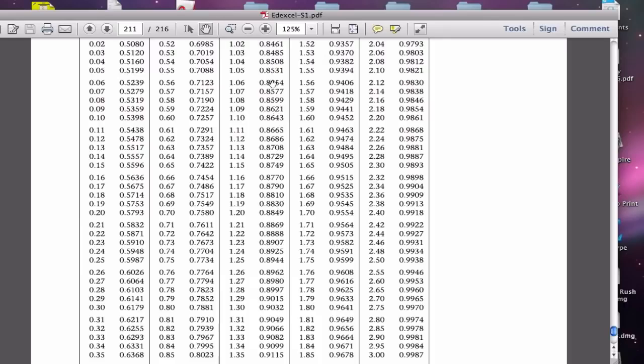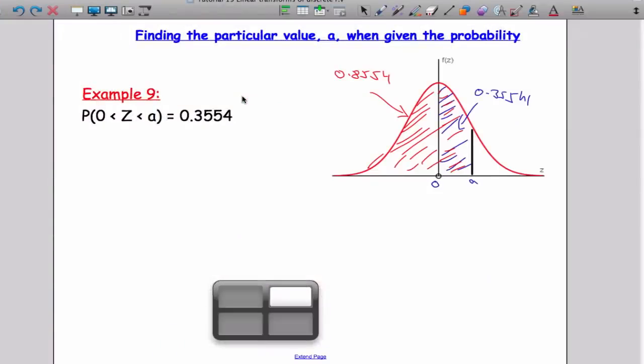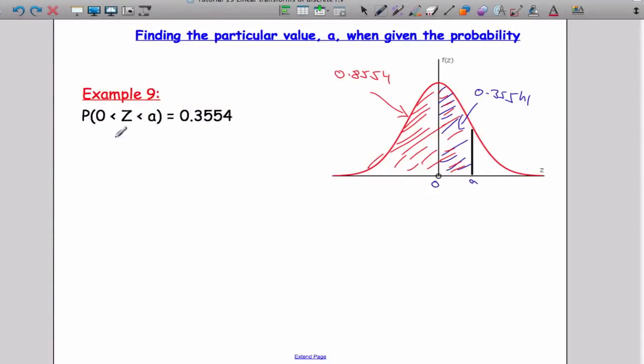0.8554, which is here, 0.8554 is 1.06. So A must equal 1.06. Okay, let's keep going.